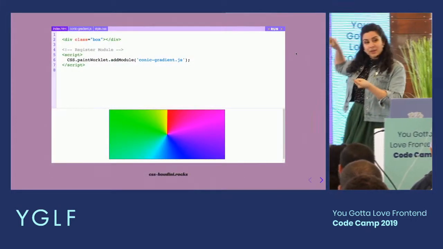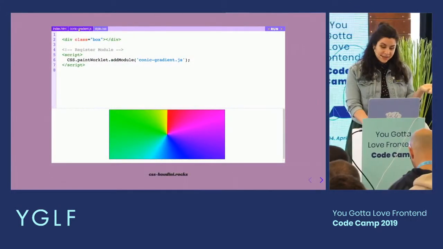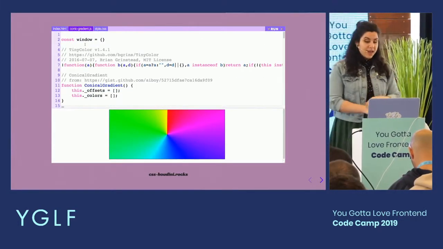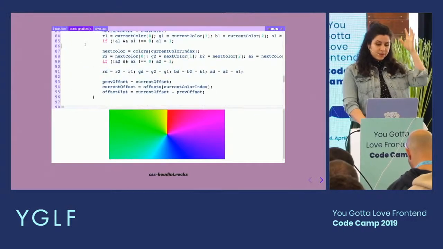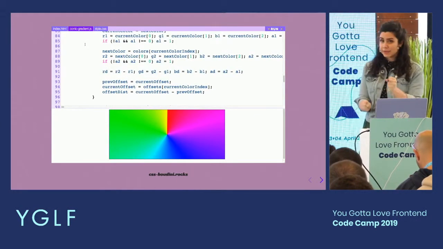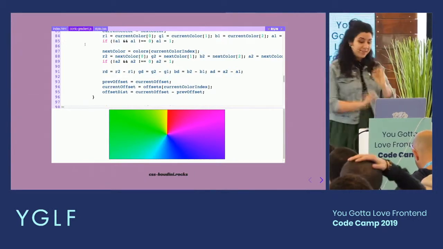So back to that little conic gradient. The way that you can do that here is you can use existing polyfills, and it goes through this whole example. This is from css-houdini.rocks, which is a great resource for a lot of awesome Houdini demos.